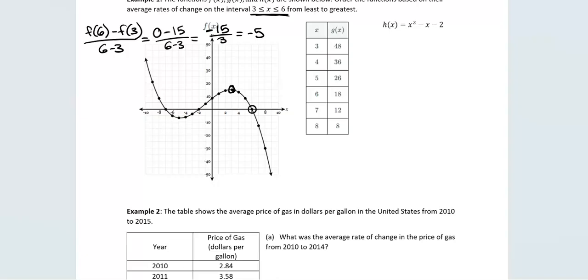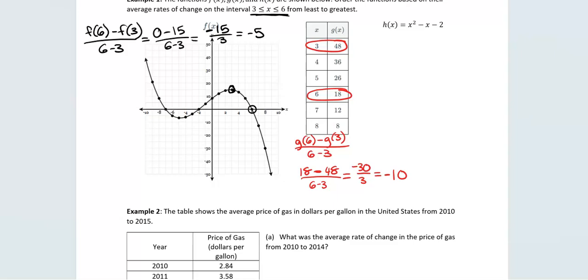For g, we're going to use the table. So we're looking at what's happening at 6 and what's happening at 3. We're not really interested in what's happening everywhere else. We're just worried about those endpoints of our interval that they're giving us. So we'll have g of 6 minus g of 3 over 6 minus 3. g of 6 is 18. g of 3 is 48. 18 minus 48 is negative 30, and negative 30 over 3 is negative 10.